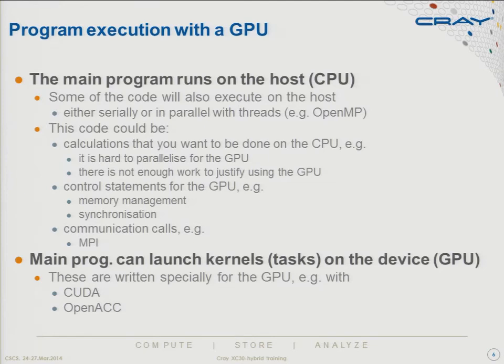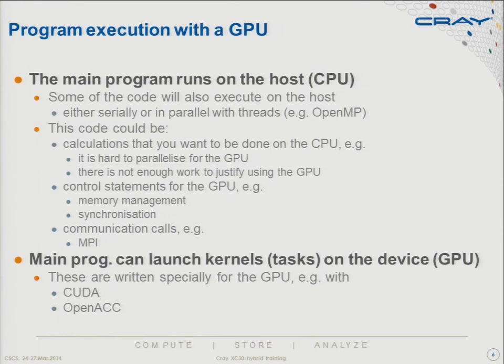Some of it is things like calling the MPI library. You can't call the MPI library from the GPU. It's done from the CPU, even if you're telling it to process data that's on the GPU.